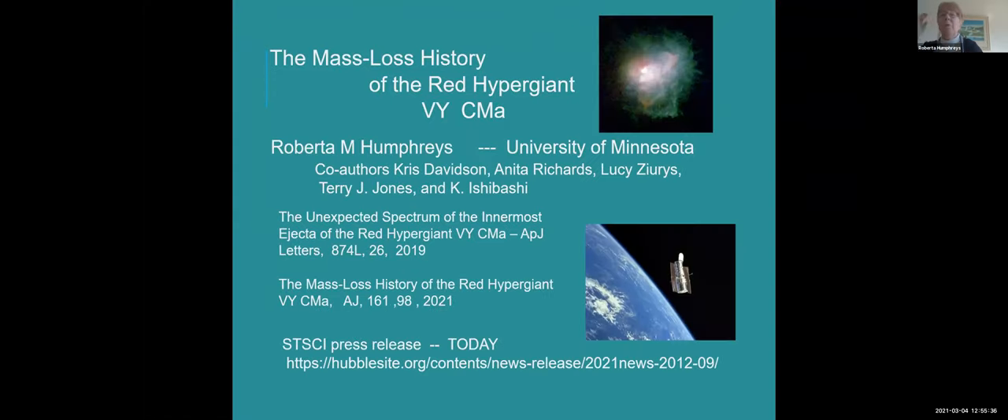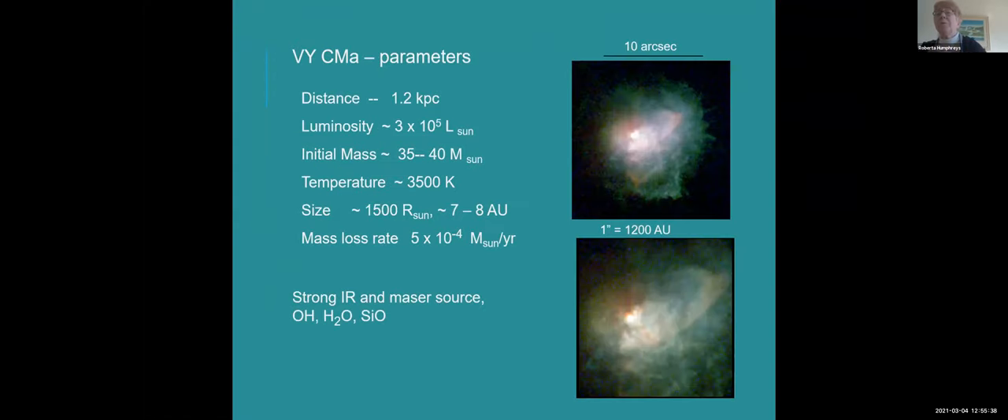Right. For those of you who are not familiar with VY Canis Majoris's extreme physical characteristics, here's a very brief summary. It's one of the most luminous red supergiants known. It's also one of the largest stars that we know about. It's a very powerful, strong infrared source and also a very powerful maser source as well. There you see on that slide two images, one wide field on the total nebulosity and another zoom image as well.